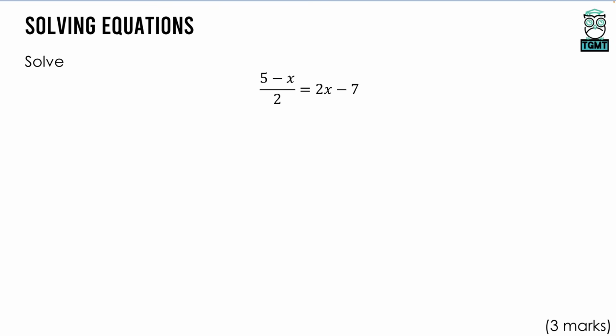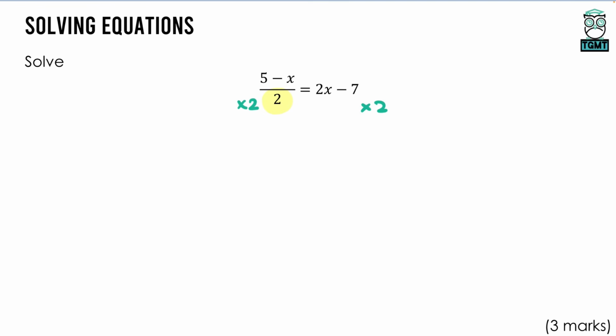First of all, when we have an equation like this, we want it to be what I call just a nice straight line. We don't want this divide by 2. So the first thing we want to do is get rid of this divide by 2, and we do that by multiplying both sides by 2.